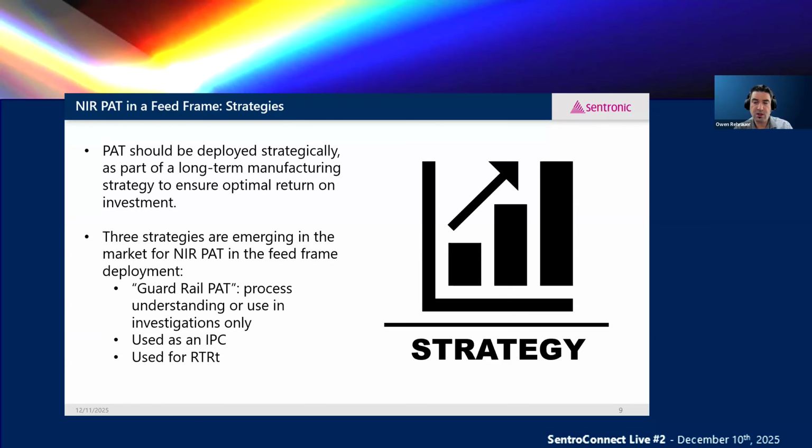I will say at the start, none of these strategies are something that you will implement and will never change or are immutable. Oftentimes, we see customers start with one strategy, for example, a very simple guardrail PAT approach, get some organizational comfort, progress on to an IPC, evaluate the potential pros and cons, and if it makes sense from a business perspective, go on to implement RT-RT. At a very high level, I would say it's important to consider the overall strategy of PAT deployment rather than just trying to deploy the PAT for a one-off situation and then not think about it again.